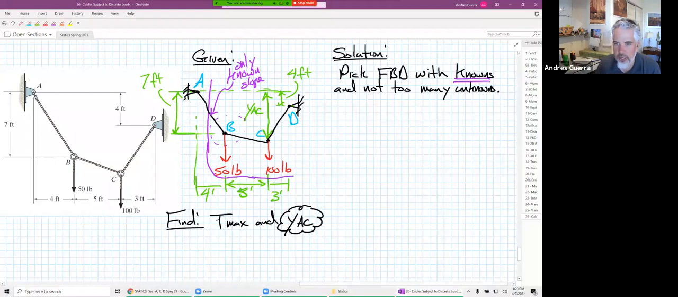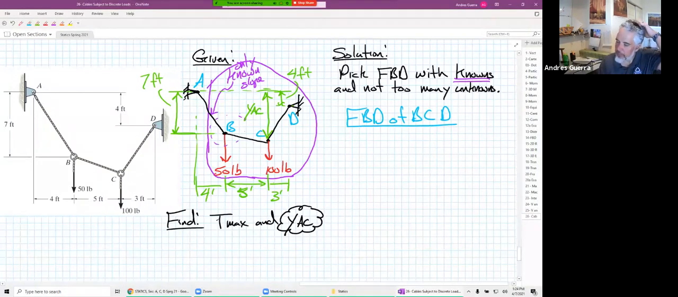Let's include the 100. And just like with trusses, when we made a cut and were doing segments, we typically go all the way to the right, or all the way to the left. In this one, I went to the right because that's where my knowns are. This will work for our FBD, and let's draw that and talk about why. So the FBD of B, C, D is where we are going to start, but we really found it by complete enumeration, just looking at all of our possible choices.